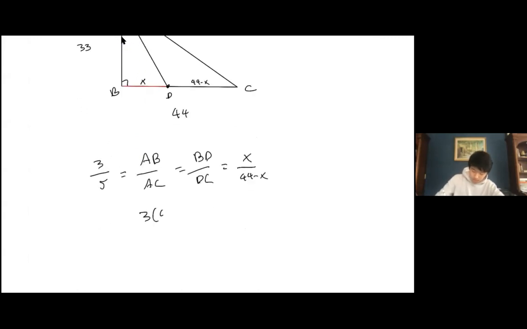And then we cross multiply. And then this becomes 8X equals 3 times 44. So X equals 33 halves.